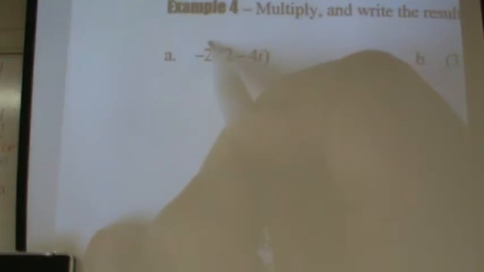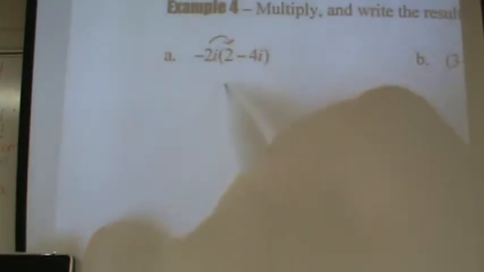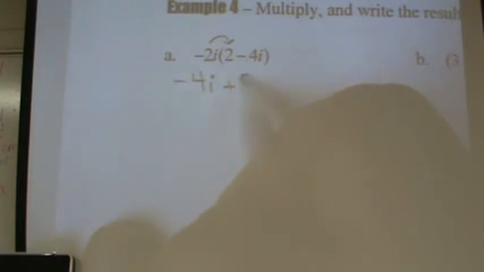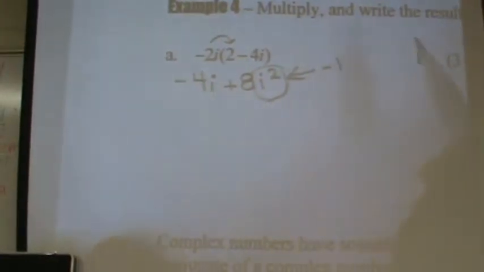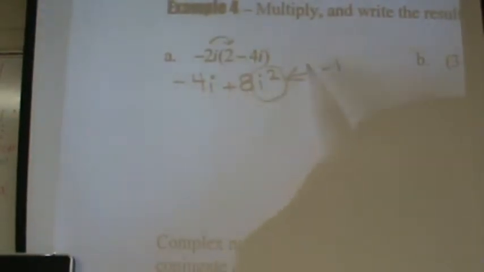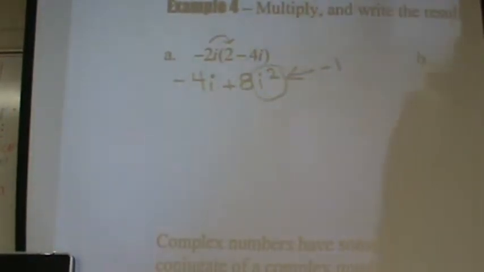So what would you do? You would multiply this, right? Negative 2i times 2 is? Negative 4i. What else? What's negative 2i times negative 4i? Negative 8i squared. Now, what did we say i squared is equal to? That is equal to negative 1. So what is 8i squared equal to? Negative 8. Negative 8, good job.